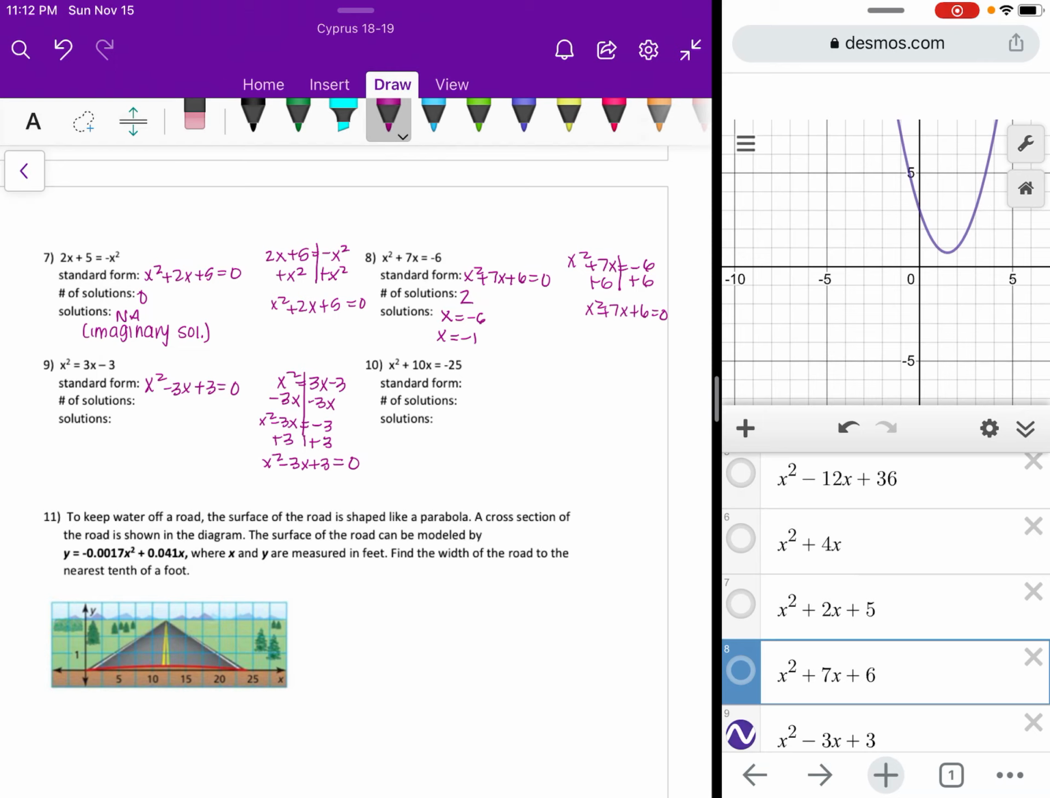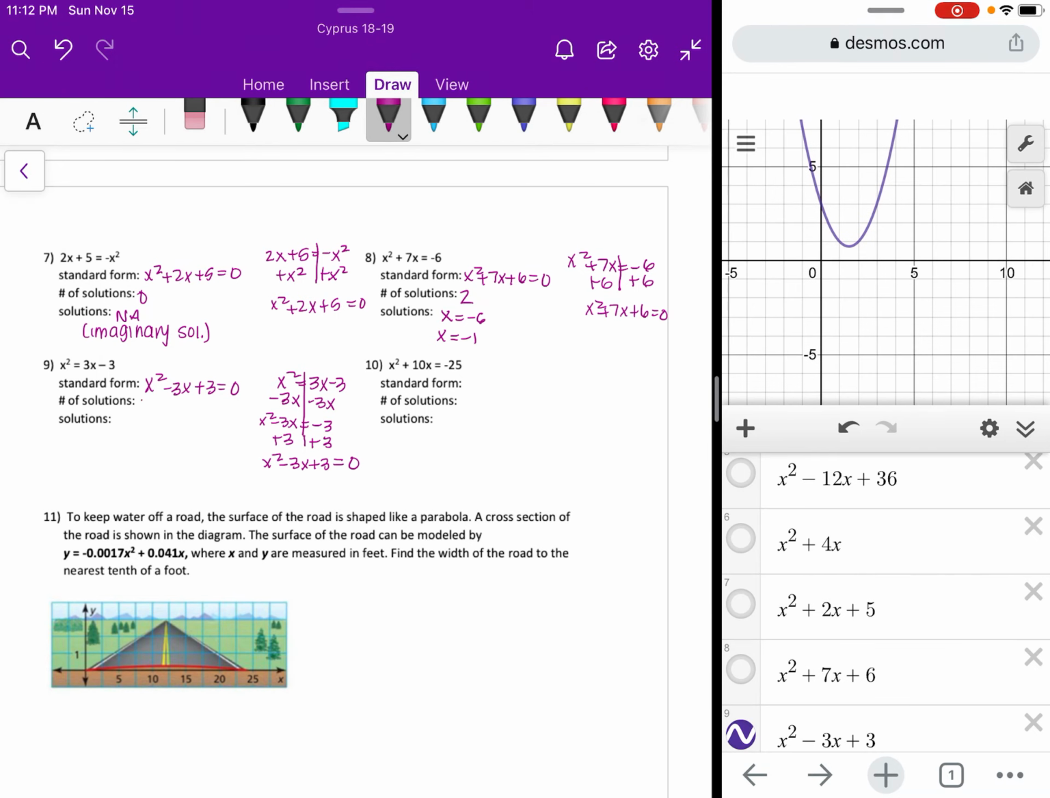Go ahead and graph this one. This is another one that does not touch the x-axis. These solutions are imaginary.